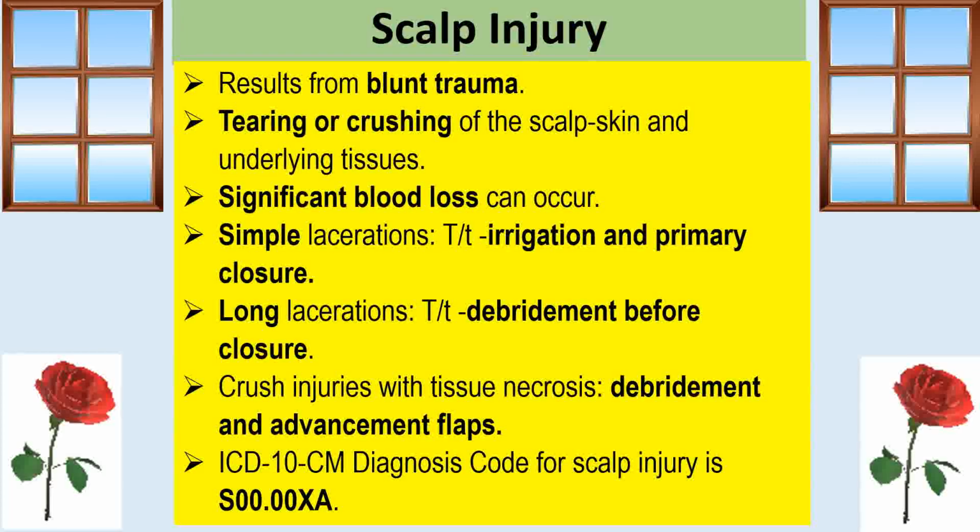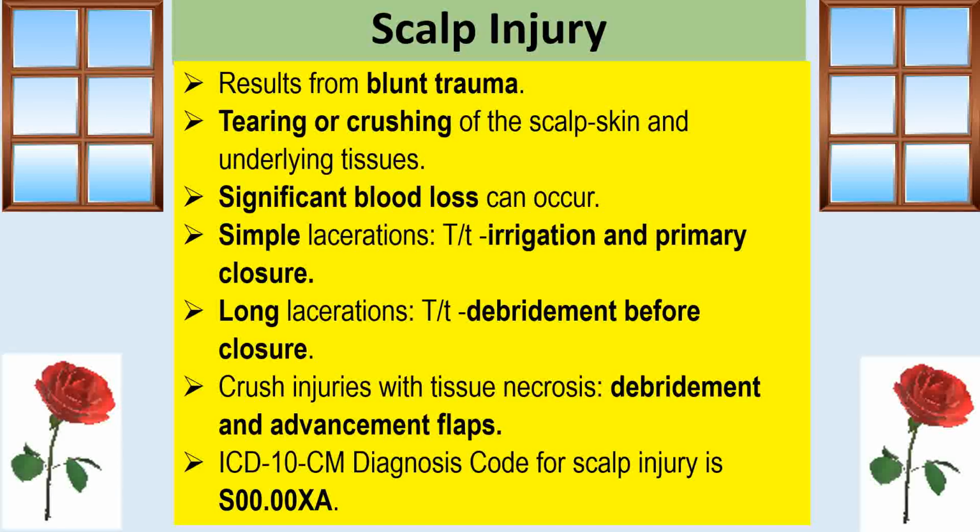The scalp injury results from blunt forces, resulting in a tear or crushing of the scalp skin and underlying tissues. Because the scalp is a stressed skin tissue on a hard bone, it is more prone to laceration. Blunt or penetrating trauma to the head can cause significant blood loss from the densely vascularized scalp tissue. Bleeding can be controlled by direct pressure.